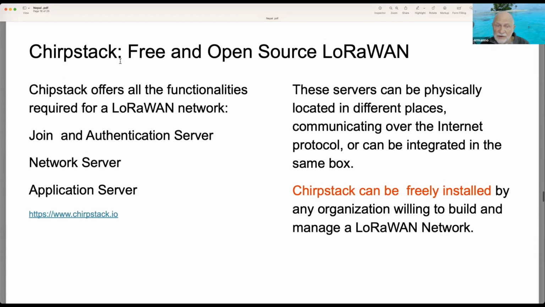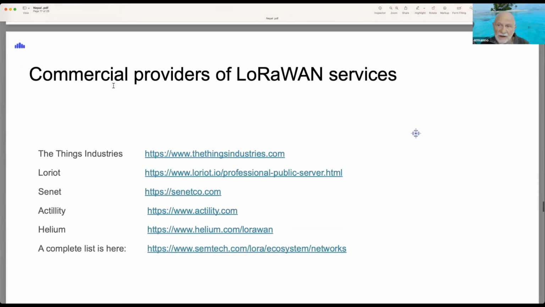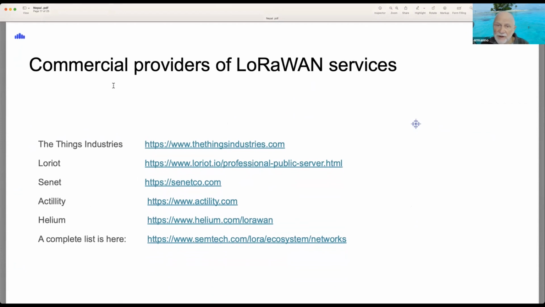Also, the advantage of ChirpStack is that the different network servers needed for the operation can be located in different places as long as they have IP connectivity between them, or can be just in a box. For instance, you can have a single box that works as a gateway, as a network server, and as an application server. And this is very convenient in some applications. Of course, there are also a lot of commercial LoRaWAN service providers that you can just leverage for service.